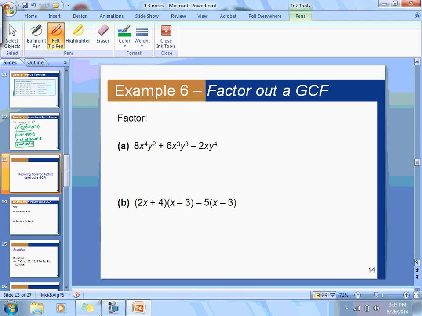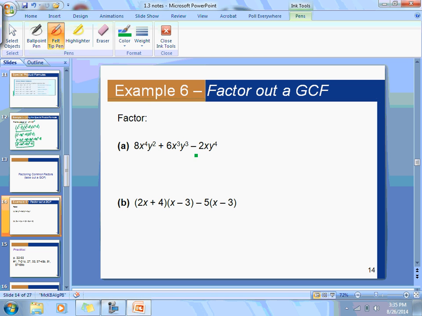Okay, last part for today is going to be factoring out a greatest common factor. So you should be fairly familiar with this. You should be able to look at three terms like we have here in example A and be able to identify what they have in common. What's the biggest number and what's the highest exponent that we can take out of each term.